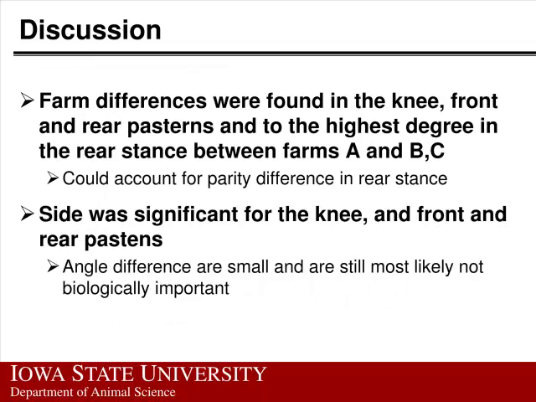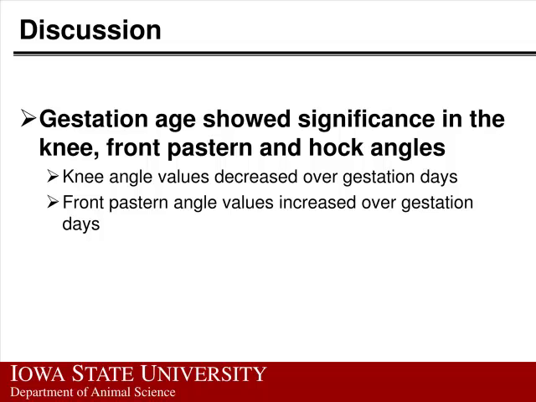Farm differences were found in the knee, front and rear pasterns, and to the highest degree in the rear stance. Side was significant for the knee and front and rear pasterns. Angle differences are small and are most likely not biologically important. And gestation age showed significance in the knee, front pastern, and hawk angles. Knee angle values decreased over gestation age, and then front pastern angles increased over gestation days.